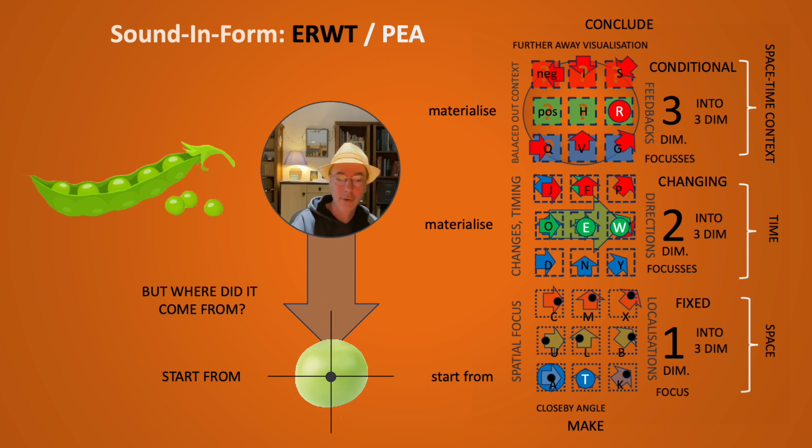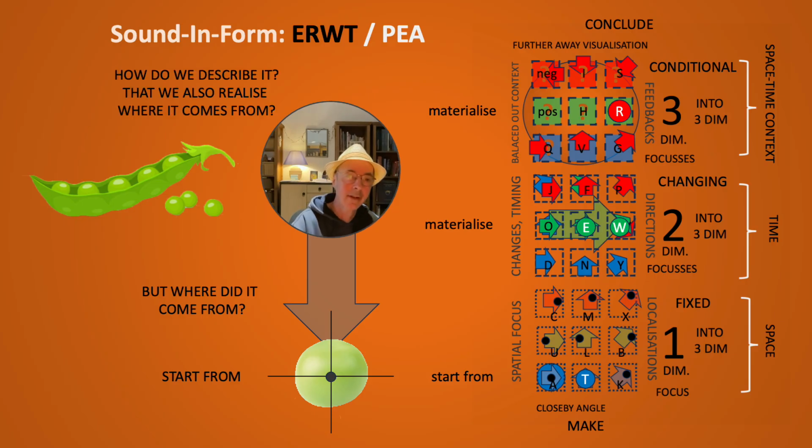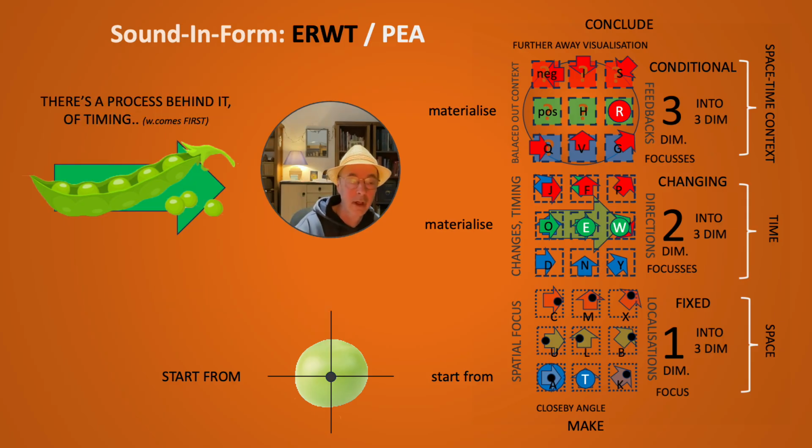Where does it come from? Where does this little ball come from? It's not just a ball. It is a fruit, actually, from a vegetable, a vegetarian fruit. How do we describe it? Of course, can we describe it with letters, so that we really realize where this little ball is coming from?